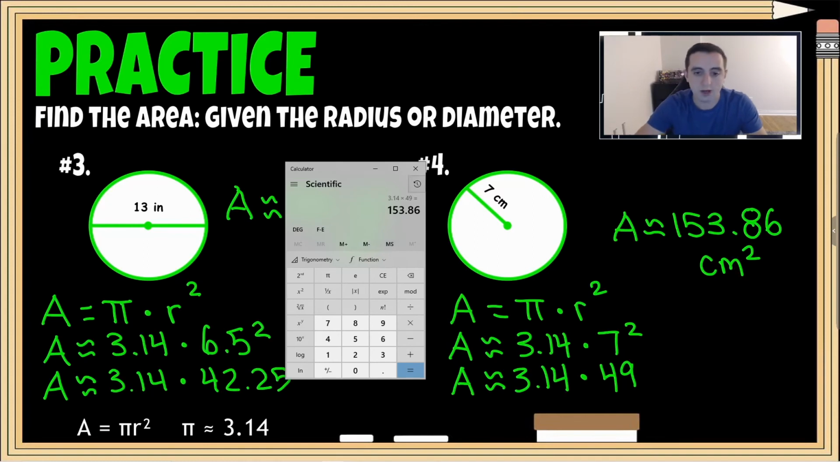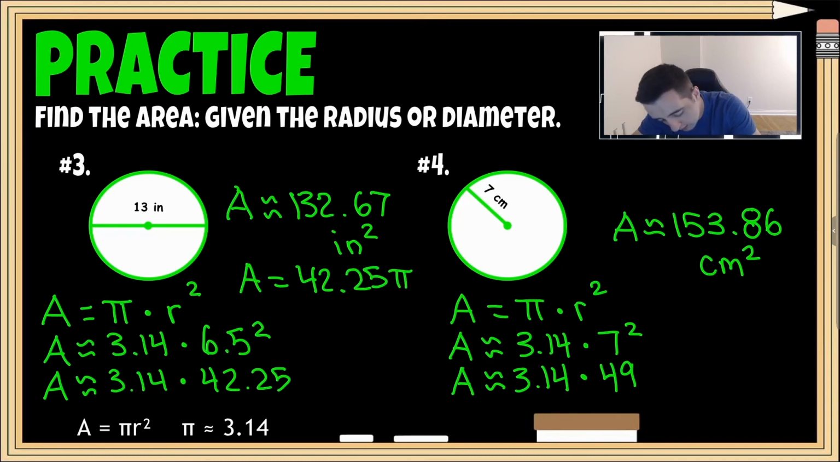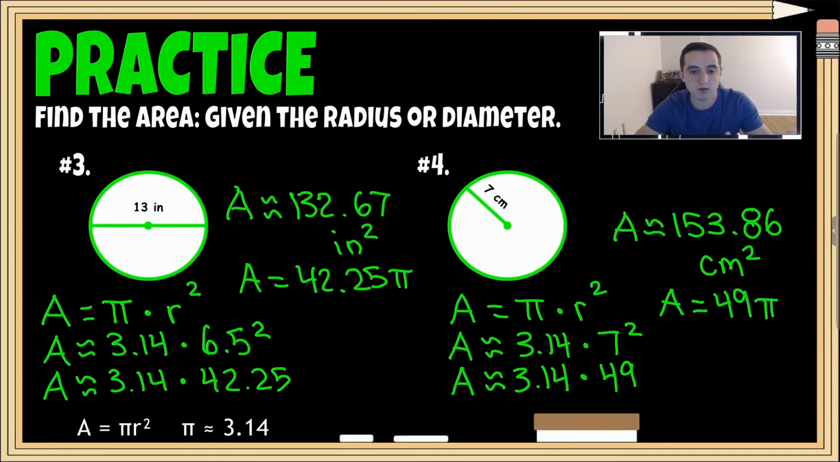Okay, so hopefully you got 3 and 4 right. In case you did it in terms of pi, number 3 would be area equals 42 and 25 hundredths pi, and number 4 would end up being area equals 49 pi. So in case you did both of those methods, here's the answers for 3 and 4. I hope you went 2 for 2 on them. And after watching this video, you can find the area of a circle given the radius or the diameter with no problems at all.